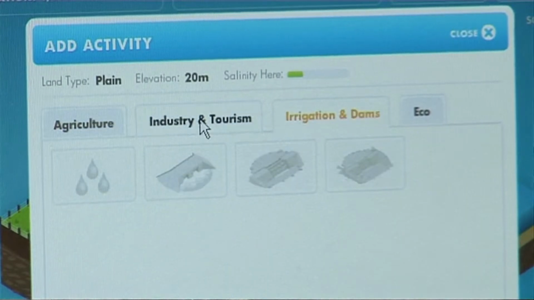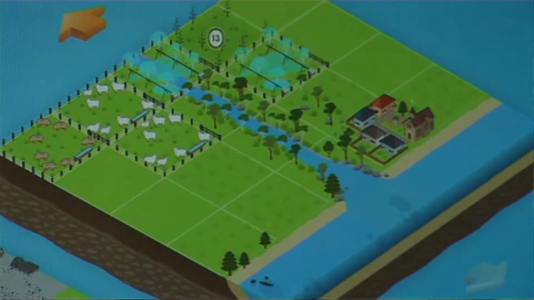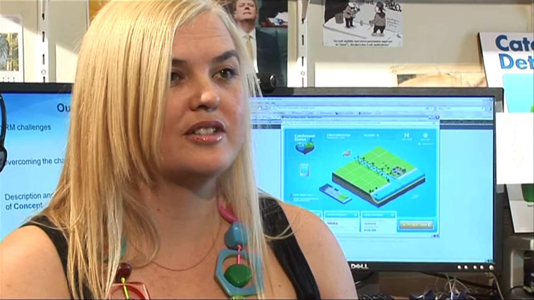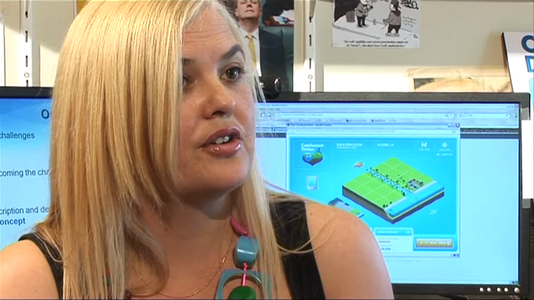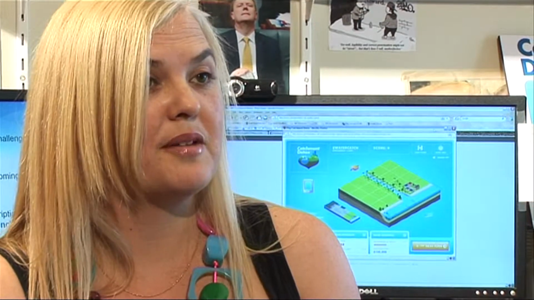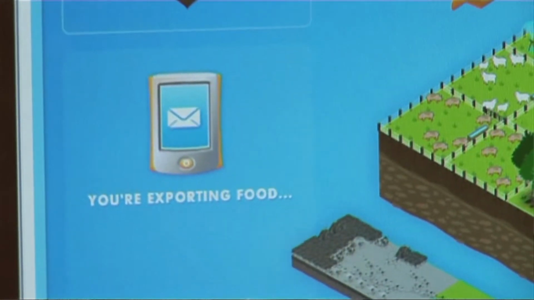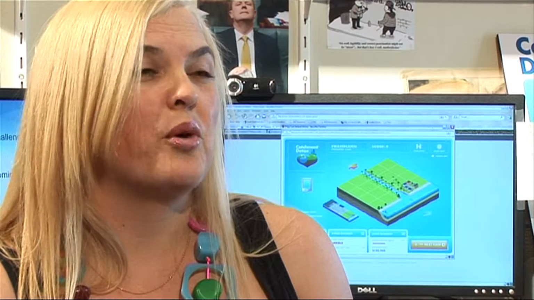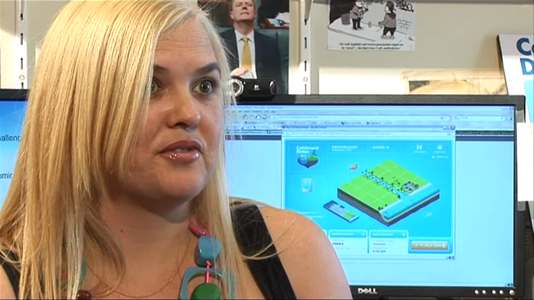The idea for Catchment Detox came about through the ABC network. They wanted an online game about catchment management based on real science. So ABC approached the CSIRO, who in turn approached our group because they believed that Concept was the answer. What they really needed for Catchment Detox was a whole load of predefined environmental relationships, and what we had was a model where the user defines the relationships.